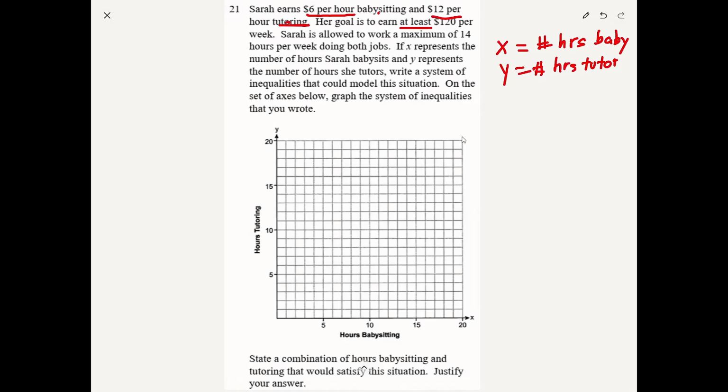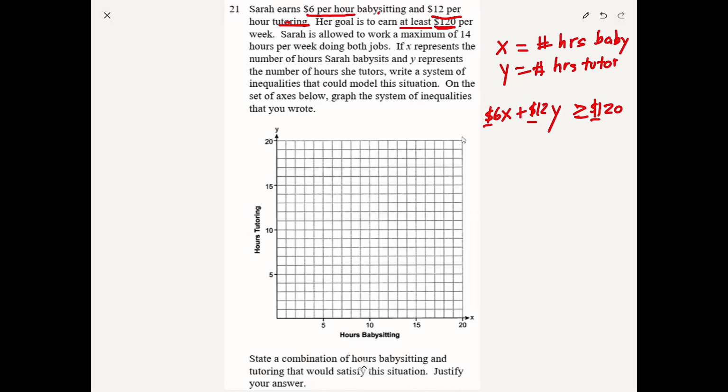Here's how you do it. Look, this says at least $120. So that means it needs to be greater than or equal to 120. And I'm gonna put a dollar sign in here. Now, if I got a dollar sign on the right, that means I need dollar signs on the left. So I'm going to take these two. I'm making $6 per hour babysitting, so it's gonna be 6X. And then I'm also making $12 an hour tutoring. Now, they all have the same units. That's how I know they belong together.